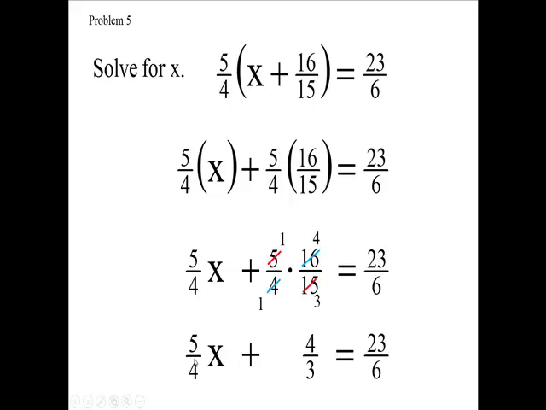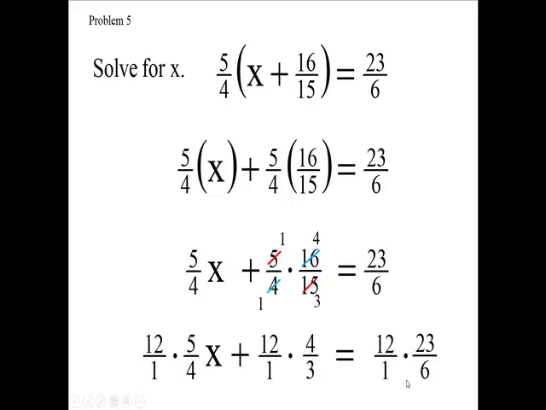Okay, now I have three fractions here. Three fractions. And specifically what makes them fractions are the denominators, the 4, the 3, and the 6. Looking at those, what would be the least common denominator for 4, 3, and 6? It would be 12, wouldn't it? So if you put 12 here, that equals 23 over 6. And if you put 12 here, and 12 here, and 12 onto the 23 over 6, in other words, we're going to multiply everything through by 12. 12 here, here, and here.